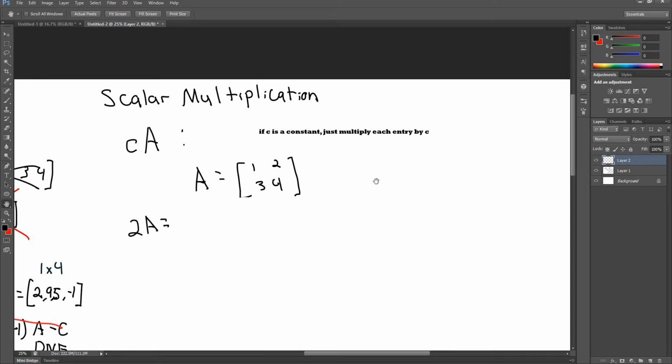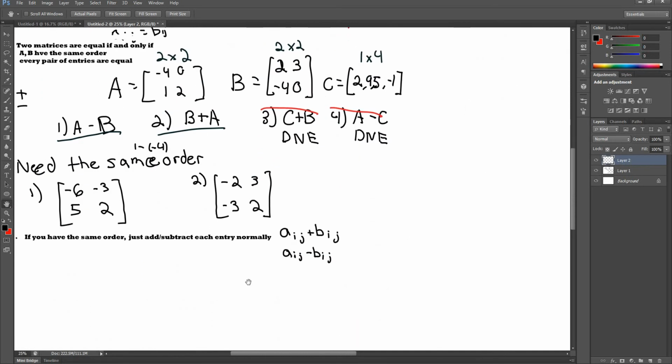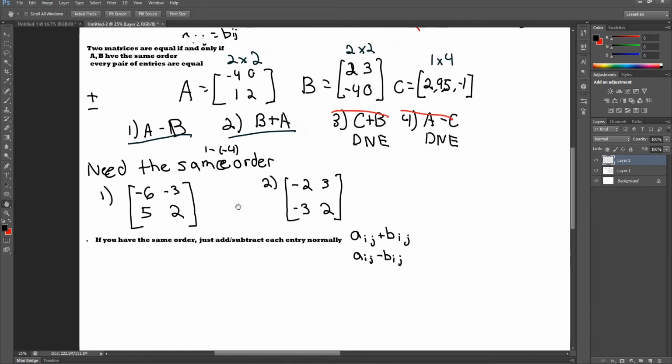That wasn't the issue. So I'm going to pick up where we were, which is where I ended the video, pretty much just getting into scalar multiplication. So again, for addition and subtraction, as long as the matrices have the same order, all you need to do is add or subtract each entry one by one. I'd start in the top left, add the top left if I was adding, or if I was subtracting, subtract the top left. So a_ij plus b_ij for all i and j if you're adding, or a_ij minus b_ij if you're subtracting two matrices.